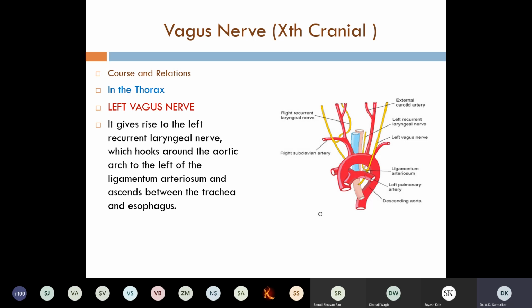So this left recurrent laryngeal nerve hooks around the aortic arch, just left to the ligamentum arteriosum. You know what the ligamentum arteriosum is. Then it will have the same course as the right recurrent laryngeal nerve, that is, in the groove between the trachea and the esophagus. So these are the two points you should remember.